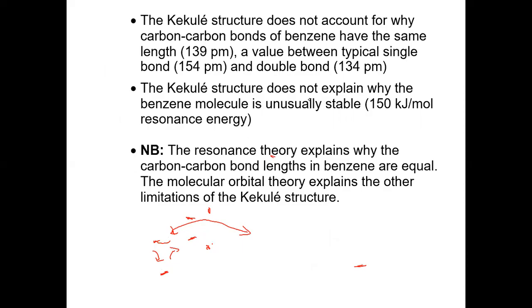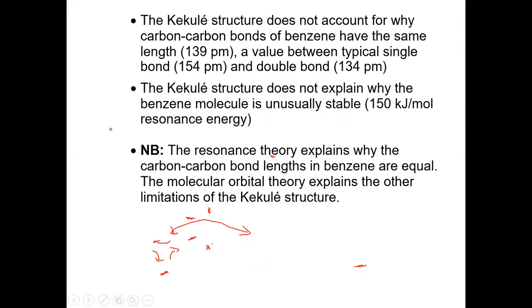have the length of 139, a value between the typical single bond of 154 and the double bond of 134. So we realize that if a bond is a double bond, which is shorter, it is 134. Now, if it's a single bond, it is 154. So we're expecting to see these different bond lengths in benzene, but then we didn't see them.